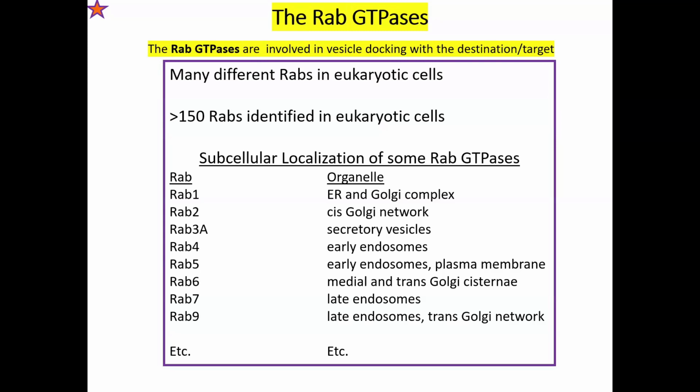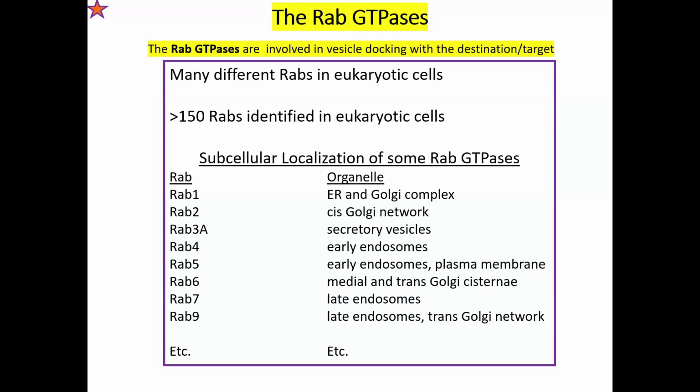So again, you do not need to memorize the individual names of these, but remember that the RAB GTPases are involved in vesicle docking with the destination, or the target. More than 150 RABs have been identified, and each one of them is basically the destination for each. So let's take a look at what is happening here.